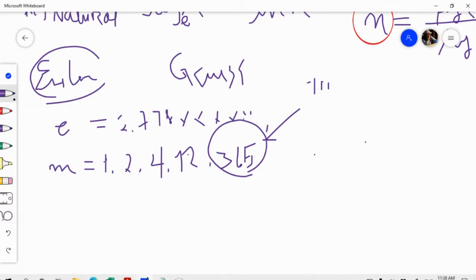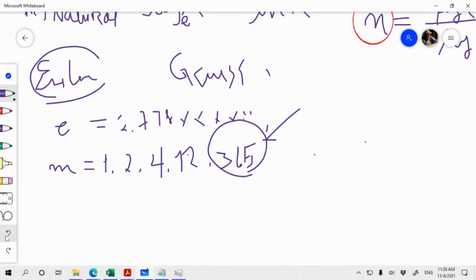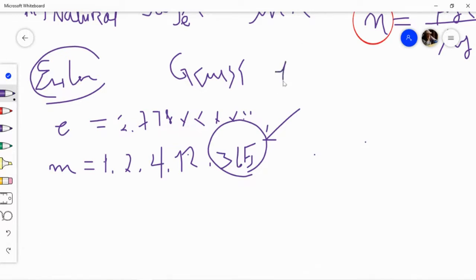Ten to the negative ninth. Nano means nine, so 10 to the negative ninth. You all know this is a reciprocal, 1 over 10 to the ninth. So what does that mean? 1/1,000,000,000 of a second. You can't even imagine 1/1,000,000,000 of a second.